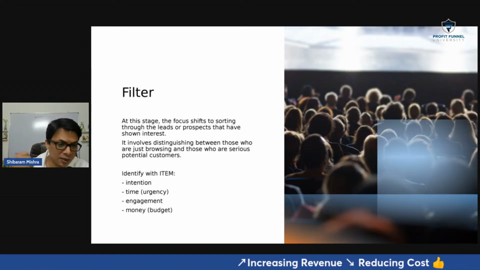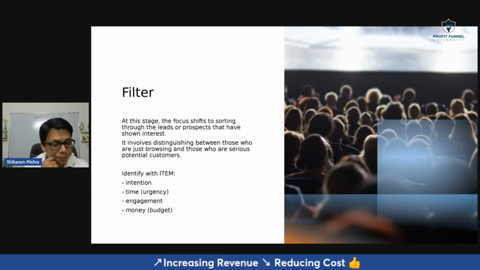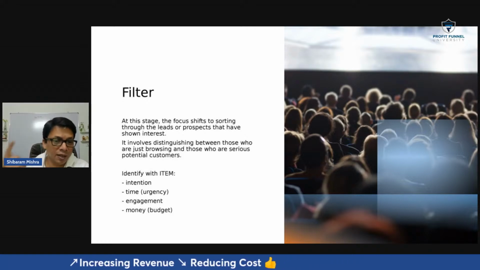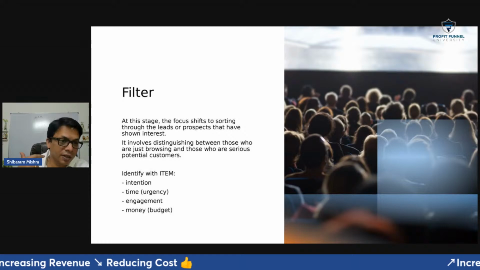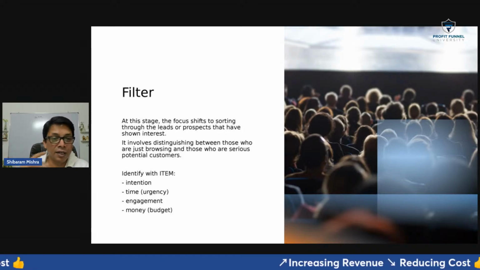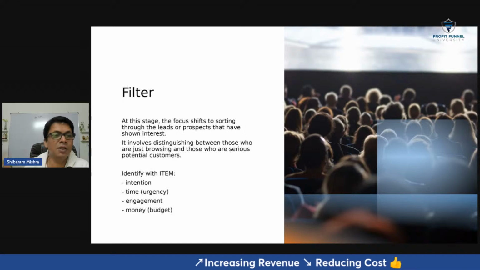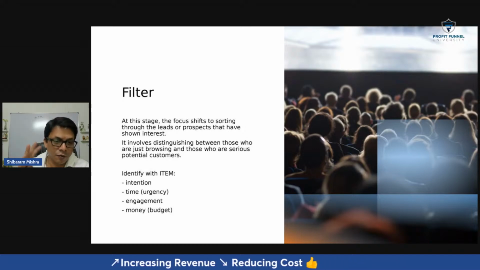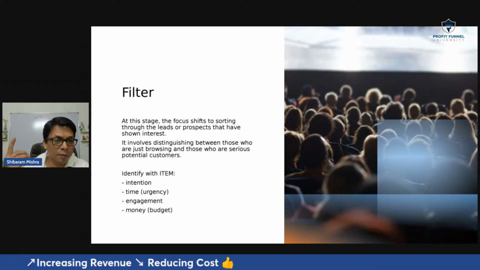So engagement is another factor where you come to know whether they are interested or not. If they are engaging, they are definitely interested. If they are not engaging, you can probably take a hint that they are not very interested in your product or service. The fourth one, the most important one, is that they should have a budget.